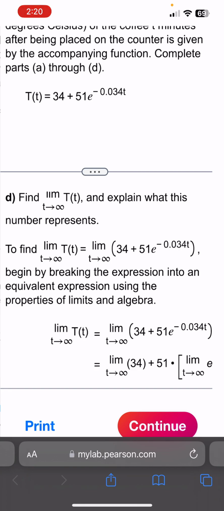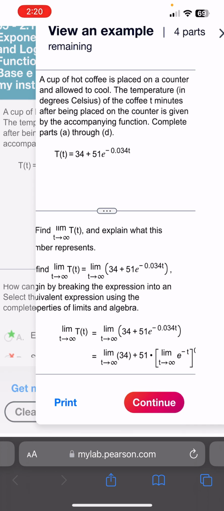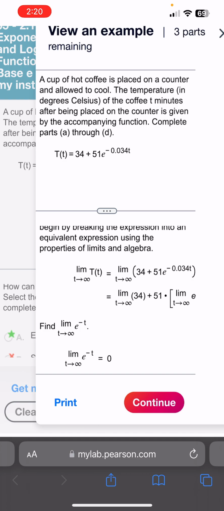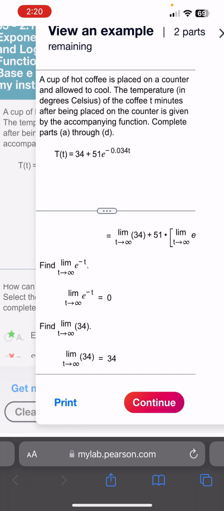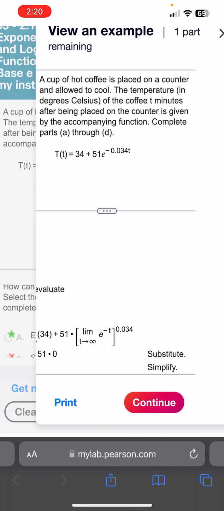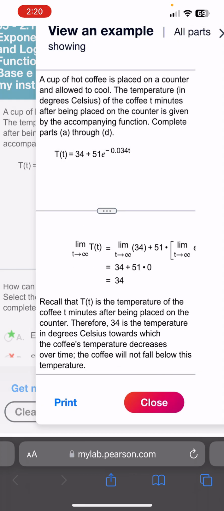I guess I need to zoom out some. Let me continue. I know it's a little cut off on the right there. Again, e to the negative t, as t goes to infinity, that term goes to zero. And the limit of 34 is 34. You can kind of see it over here. Long story short, the room temperature is 34 degrees for this example.